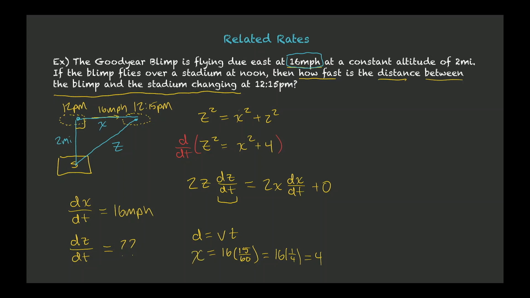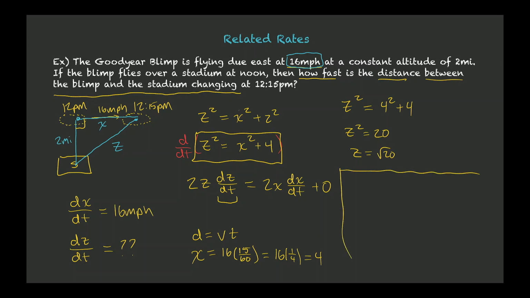Now we need to figure out what z is. Well, remember that z and x are related together by Pythagorean's formula in this problem. So z squared is equal to x squared, which is 4, plus 4. So 4 squared plus 4. So z squared is equal to 20, or z is equal to the square root of 20. All right, so now we have all the pieces we need to figure out what dz dt is.